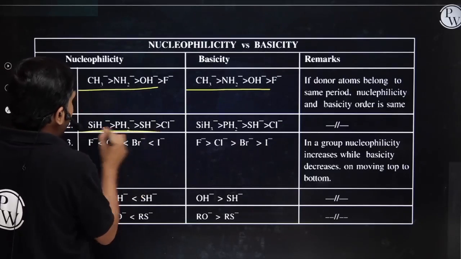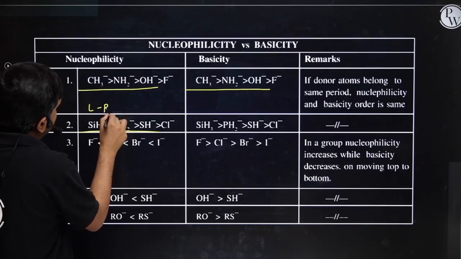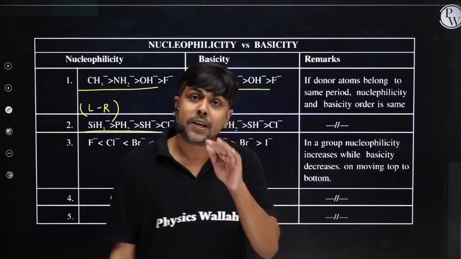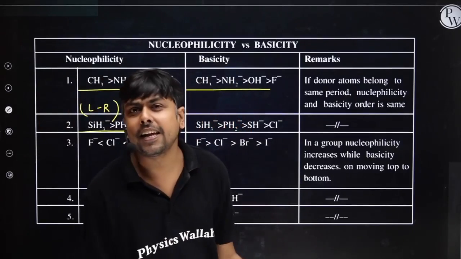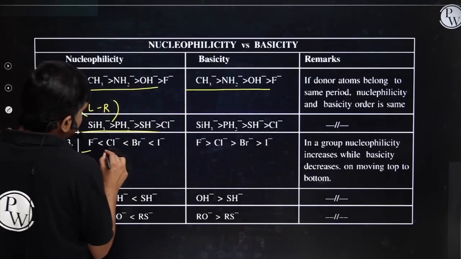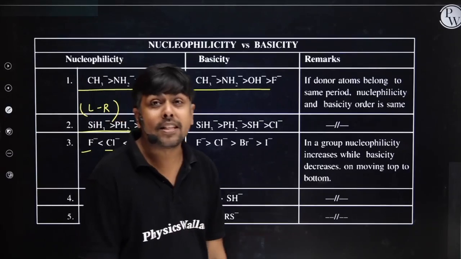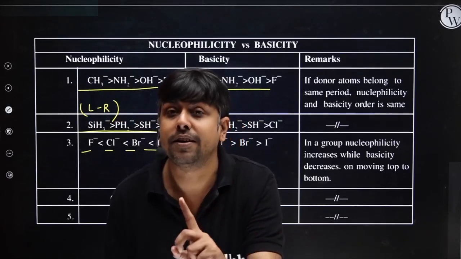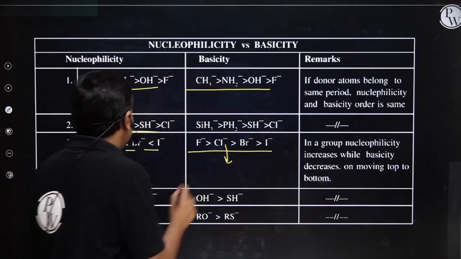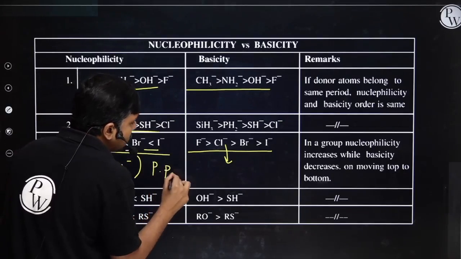SiH3, PH2, and so on, same. Third period elements, right? As I move in the third period from left to right, the electronegativity will increase. With increase in electronegativity, donation ability will decrease. Nucleophilicity as well as basic strength will decrease. Next one, F minus, Cl minus, Br minus, I minus. If I talk about nucleophilicity, I minus is a better nucleophile in polar protic solvent, whereas in any solvent, F minus is a better base. So this is the basic strength order, whereas this one is the nucleophilic strength order in polar protic solvent.